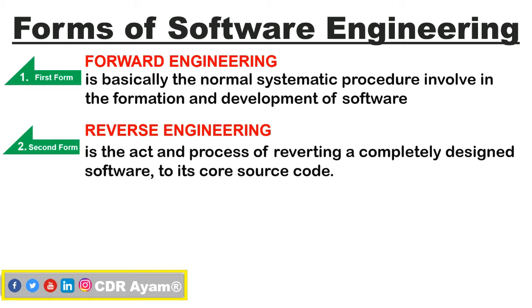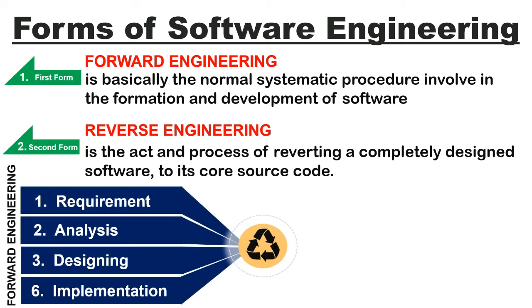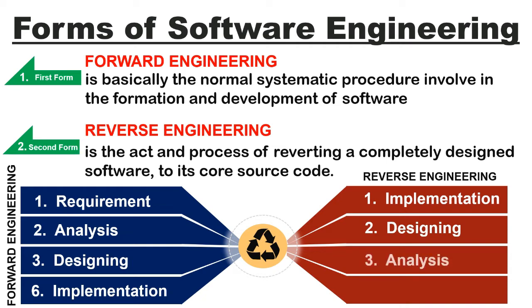As forward engineering involves the systematic procedure of software development, that is, from the requirement phase to the analysis phase, then to the design phase, and then lastly to the implementation phase, reverse engineering has its systematic procedure beginning with the implementation phase, then to the design phase, then to the analysis phase, then lastly to the requirement phase.